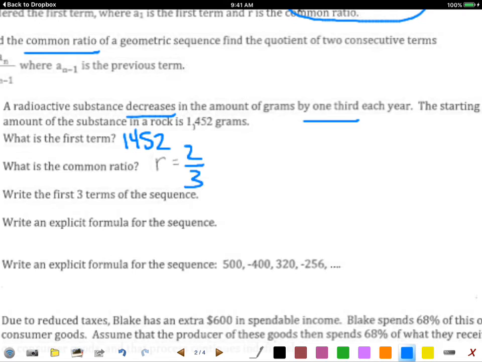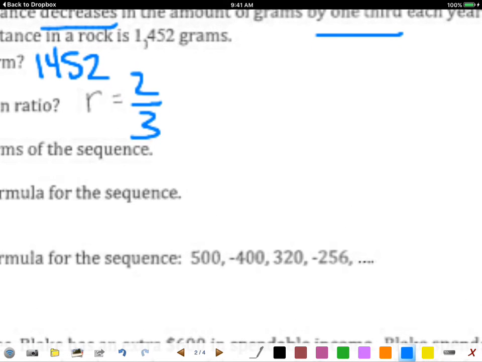Good. So the first 3 terms of the sequence. Well, we know the first one is 1,452. The second term is going to be 2/3 of that. So figure out, and if you're multiplying by 2/3 on your calculator, you can use that little fraction button. Raise your hand when you've got the next amount of radioactive substance after a year. Molly? 968. If you need help plugging this into your calculator, if you need some assistance, raise your hand and Ms. Cook will come and help you.